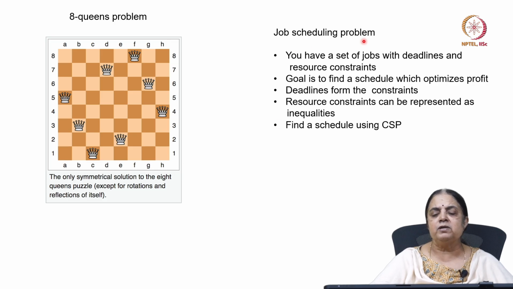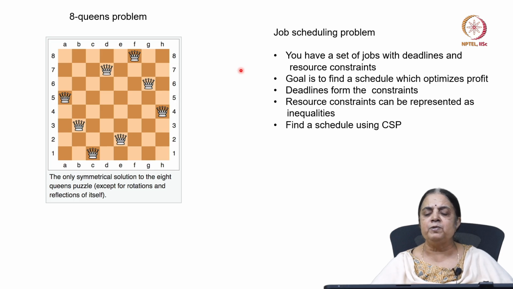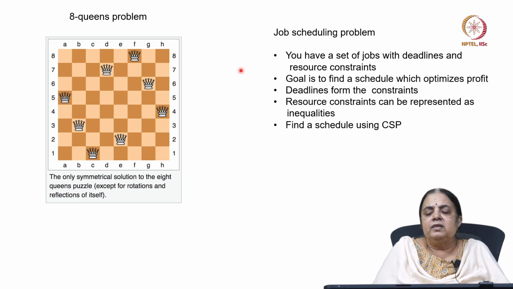Another is the job scheduling problem, where you have a set of jobs with deadlines and resource constraints, and the goal is to find a schedule which optimizes the profit. Deadlines also form constraints, and resource constraints can be represented in the form of inequalities, for example, some resource you have is less than some amount. You need to find a schedule, which you can do using the constraint satisfaction problem.